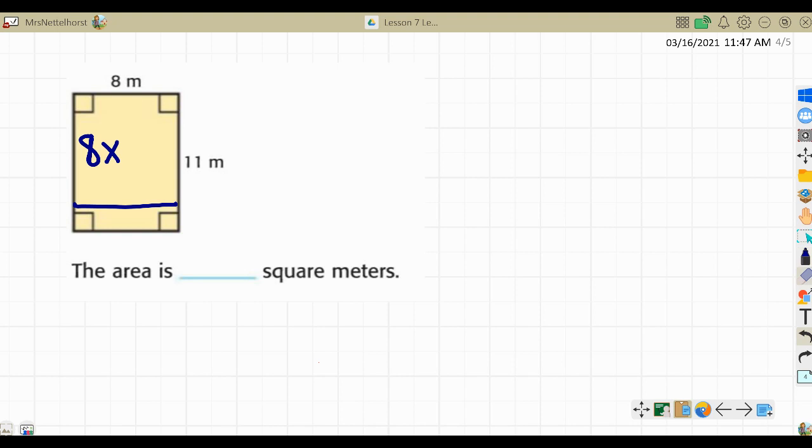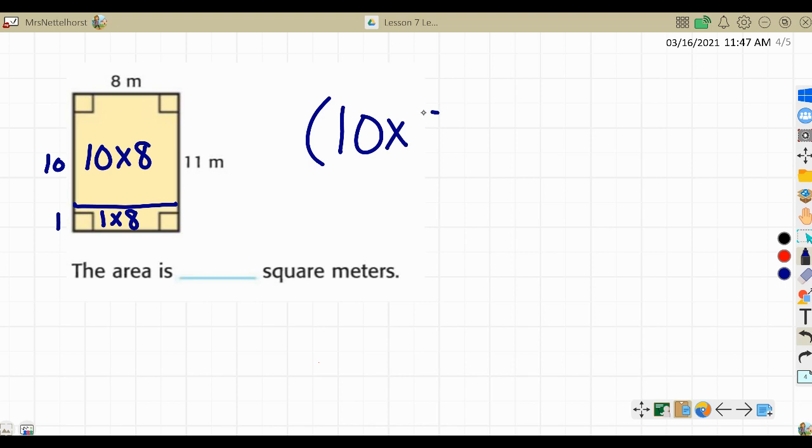It doesn't matter because of commutative property, but I want to stay consistent. Okay, so this side here is going to be 10 by 8. Okay, so I took the 11 and I made this side 10. This side is 1. So this is a 10 by 8 up here. And then this is a 1 by 8. Now I'm going to write it mathematically. I'm going to take my first expression plus my second expression.